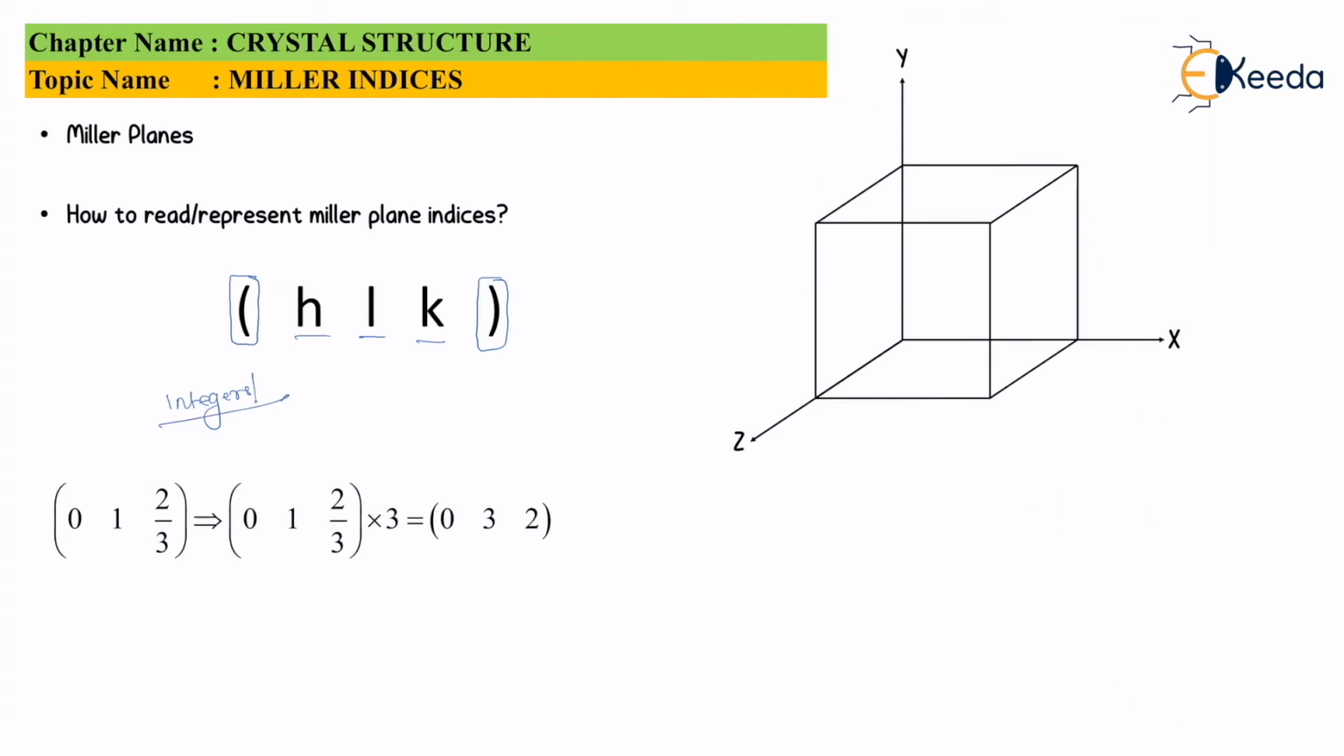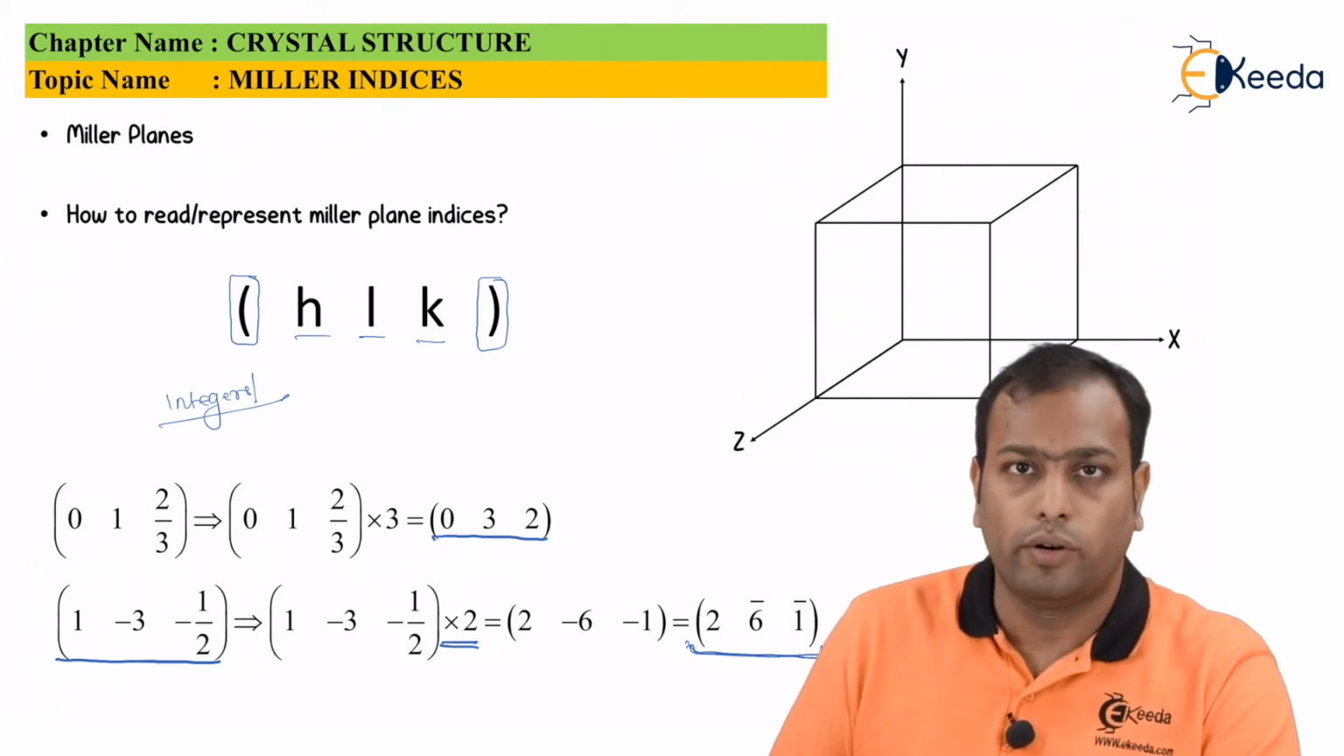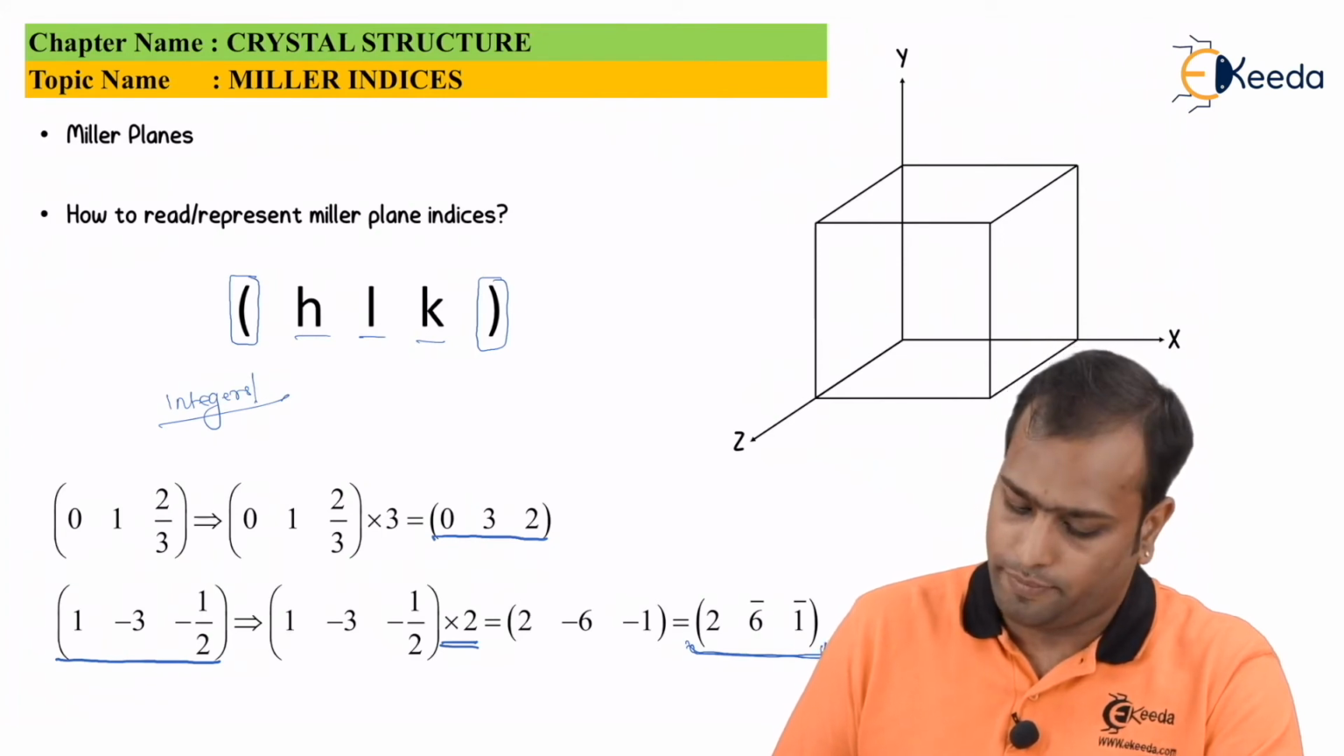So, we'll be multiplying it by 3 throughout. So, we'll be getting 0, 3 and 2. Again, if a value is negative, minus 3, no worries. First, we would be rationalizing it to get integers and then we would be putting the bar. If you recall, we got the same values for Miller directions as well. But the only difference is Miller planes are denoted in round brackets, whereas Miller directions are denoted in square brackets.